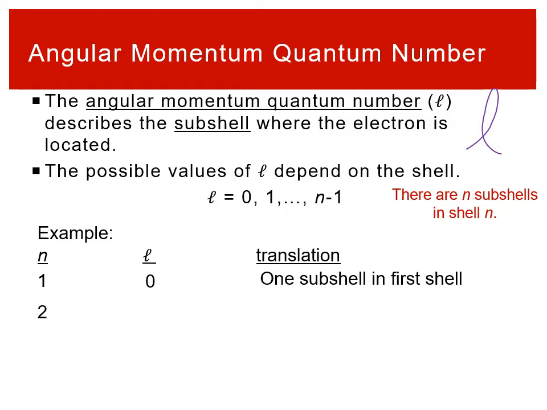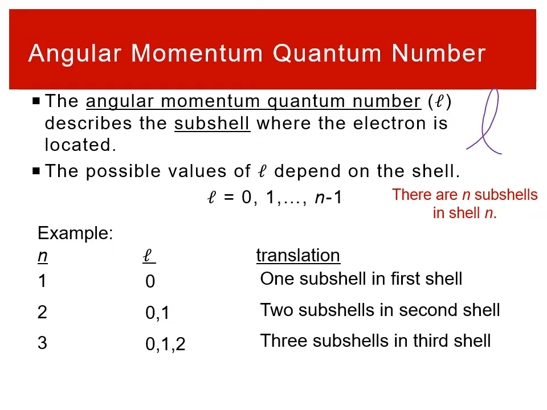n equals 2. Now 2 minus 1 is 1. So L can be either 0 or 1. That means there are two possible values for L. That means there are two subshells in the second shell. n equals 3. Now L can go up to 0, 1, or 2. 2 is 3 minus 1. So that means there are 3 subshells in the third shell. Okay, so in that third shell, there are 3 total possible subshells.